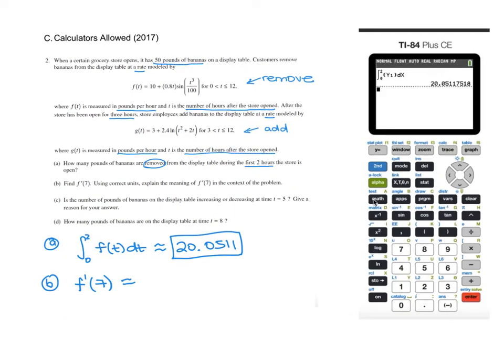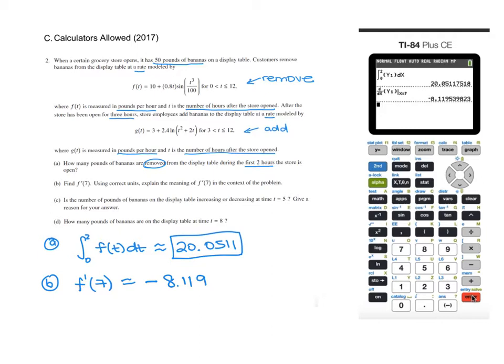So we want to take the derivative of f, which we put under y sub 1. Okay. So we go to math 8. We need a function of x, y sub 1, and then plug in 7 for x when you have taken the derivative. So f prime of 7 would equal to negative 8.119, or they will accept negative 8.120 if you round it off.